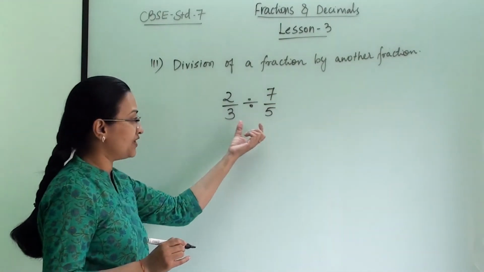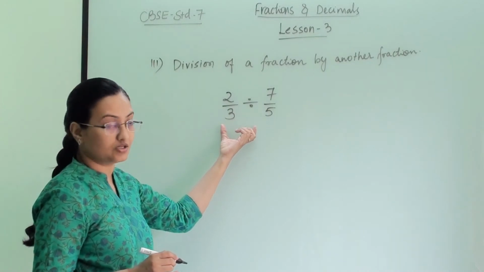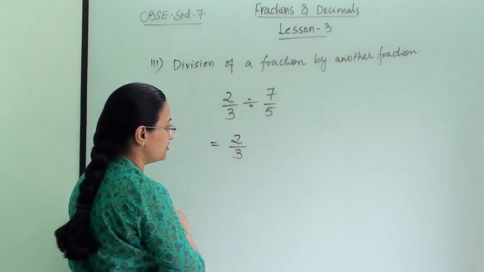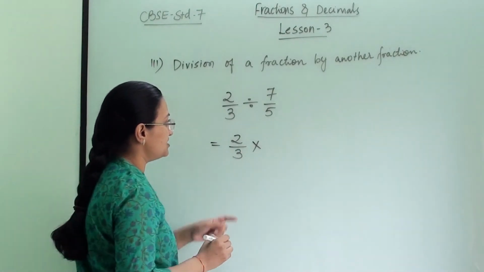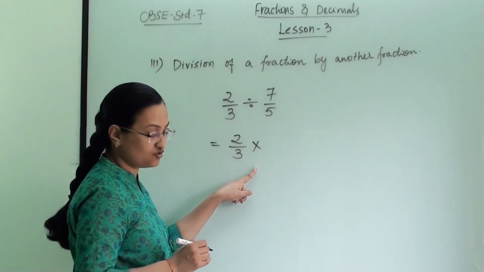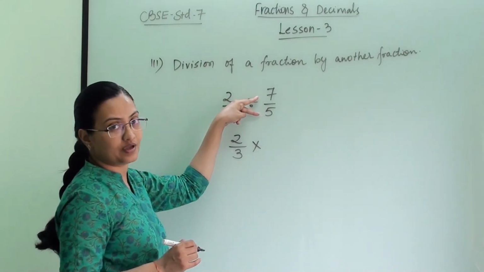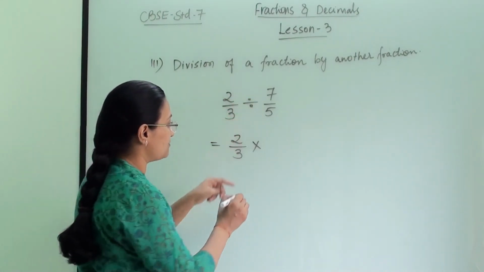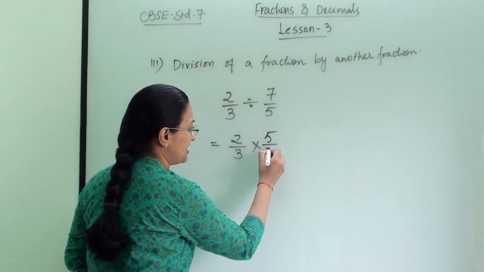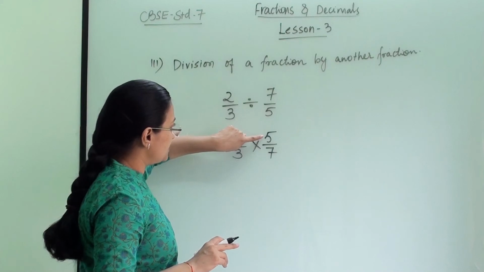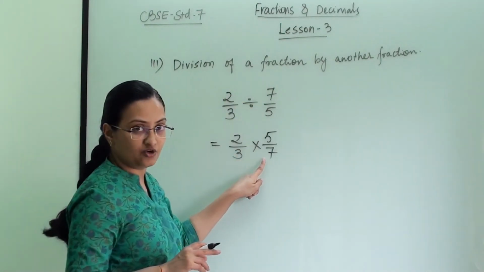So when two fractions are being divided by each other, what we need to do here is, first we will write the first fraction, then we will convert this division sign into a multiplication sign, and we have to take the second number's reciprocal. So 7 by 5's reciprocal is 5 by 7. What is the reciprocal? The denominator will become the numerator and the numerator will become the denominator.